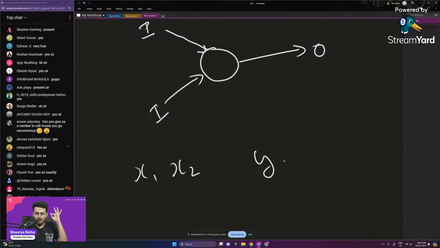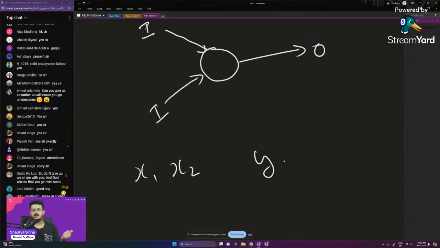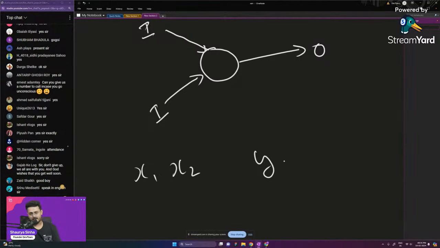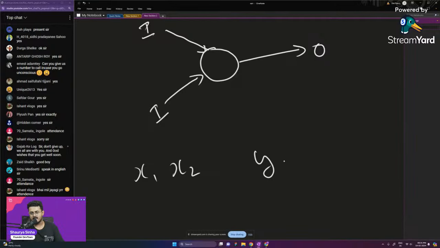Now I want you guys to let me know. This is basic mathematics right over here, guys. If you don't know this, then what you have done in school, I don't know. This is proper 11th, 10th standard mathematics. What is the equation for two variables? Anybody?